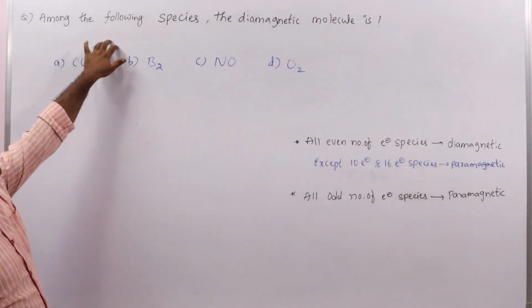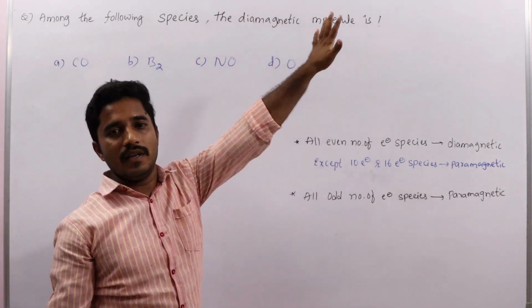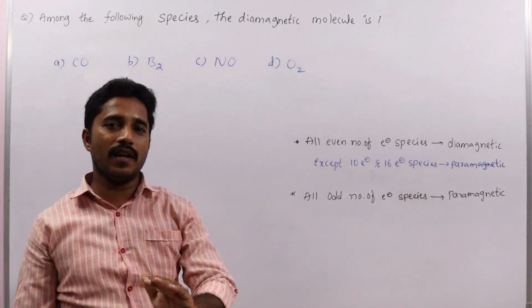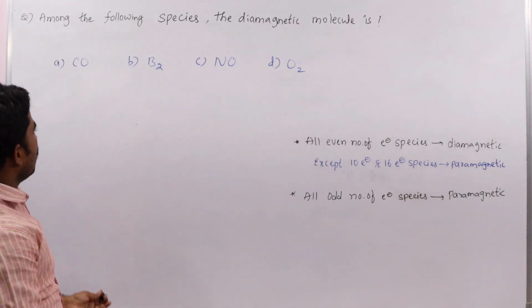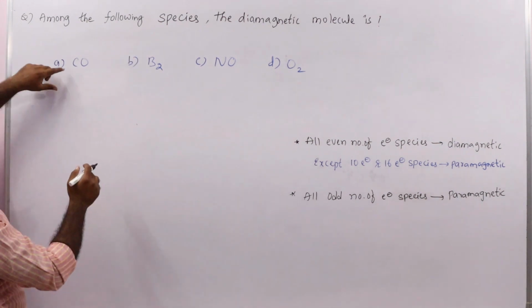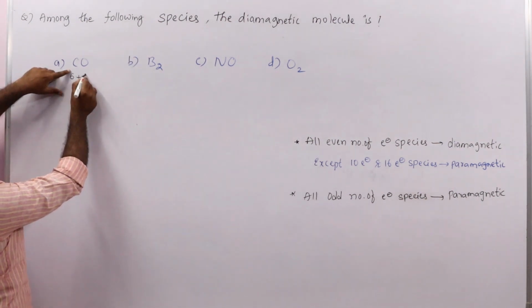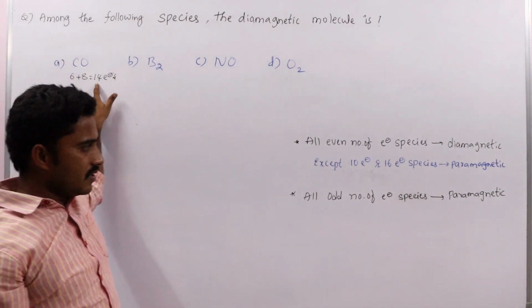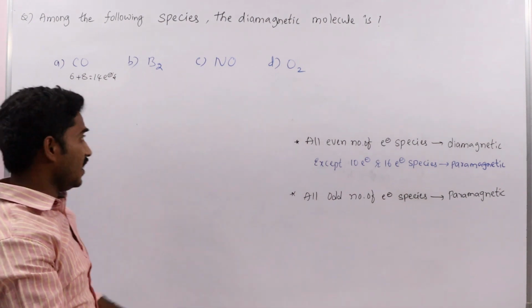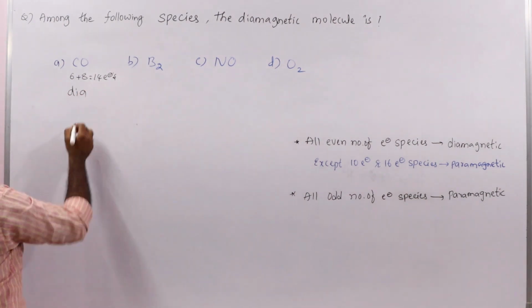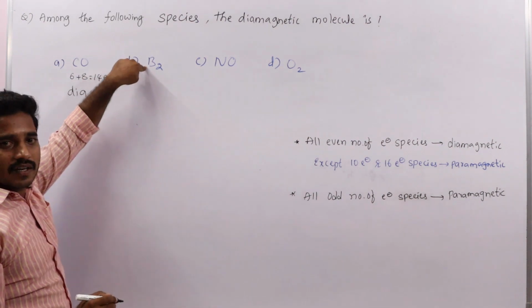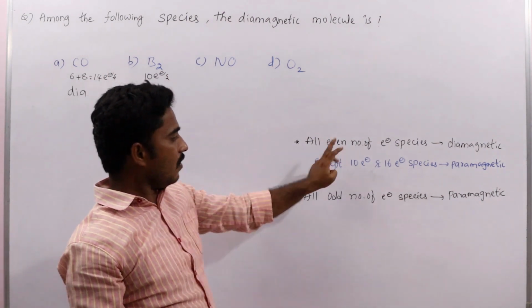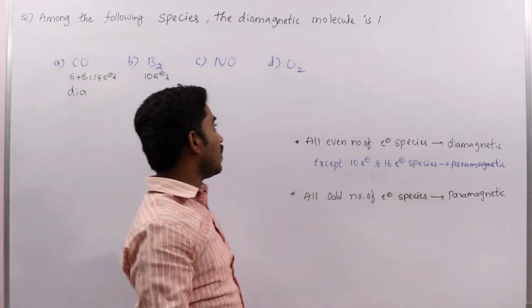Among the following species, the diamagnetic molecule is: you have 4 options given. From these options we have to find out which one is the diamagnetic substance. Here CO means carbon with 6 electrons, oxygen with 8 electrons, total 14 electrons are there. The 14 electron species has which nature? Even number of electrons, diamagnetic nature. B2: boron with 5 electrons, 5 plus 5, 10 electrons totally. Even number, but exception condition: the 10 electron species is paramagnetic nature.